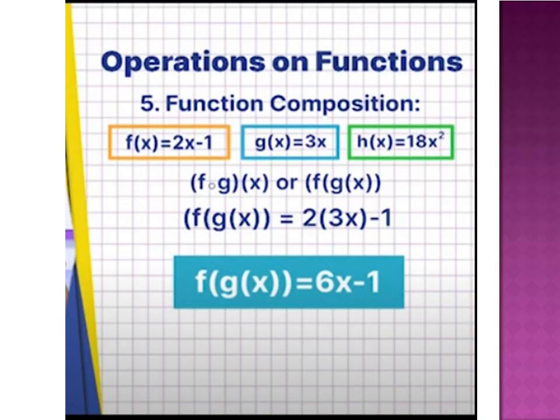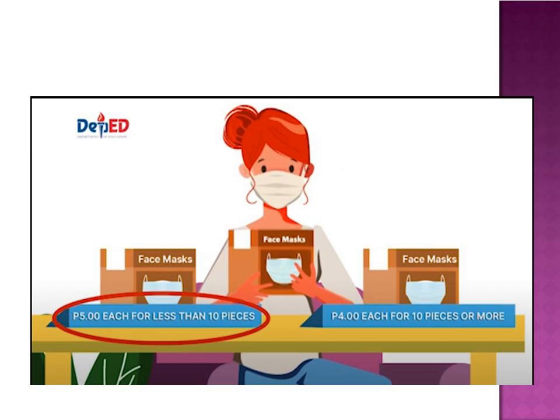We will have f of g of x is equal to 2 times 3x minus 1. 2 times 3x is 6x. Thus, f of g of x is 6x minus 1. We are able to finish all the operations on functions. Great job! You really are math-motivated.